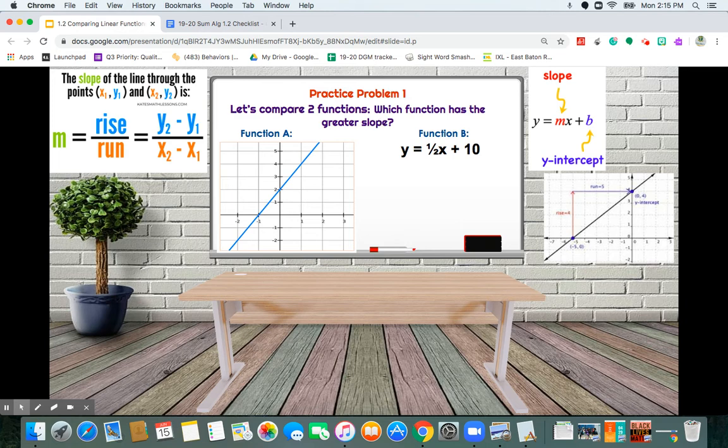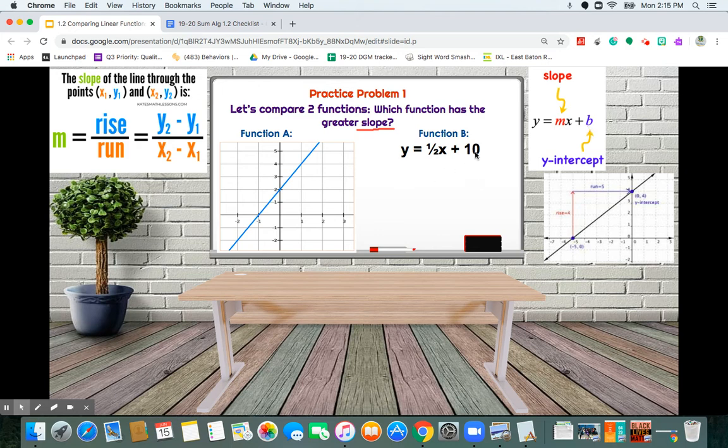So let's get started. Let's compare two functions. Which function has the greater slope? I'm going to underline the word slope. Remember, we're talking about the rate of change. So one easy way that we can tell the slope of an equation is just by looking at the setup. Look over here at this poster. The slope is our m value, so whatever number is in that m spot, and the y-intercept is our b value, whatever number is in the b spot.